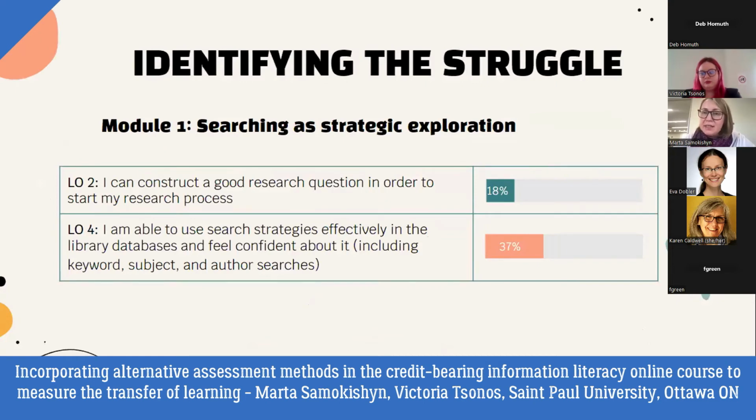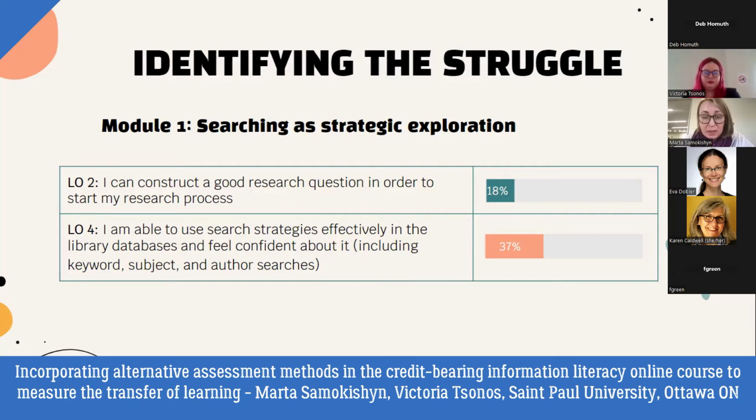In terms of identifying their struggles, this is just one of the examples of how we could use the evidence journal to help us see where we have to put more attention and which learning outcomes we should focus on more. For example, here we talked about searching as strategic exploration, and we focus on developing students' searching skills. 37% of students actually had an issue with learning outcome number 4: I am able to use search strategies effectively in the library databases.